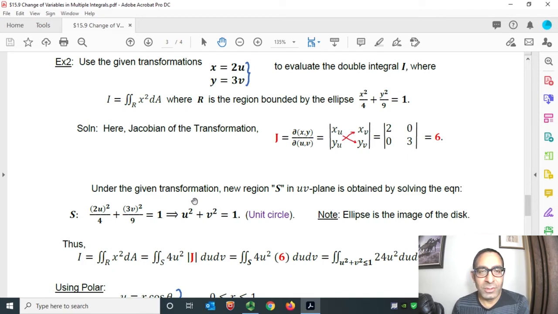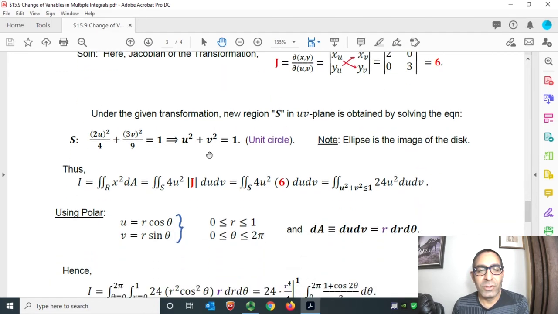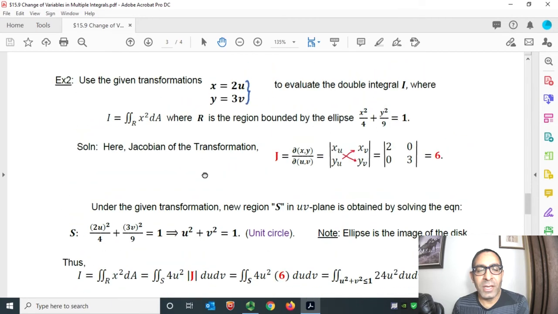Now, under the given transformations, the new region S in the UV plane is obtained by solving the equations here. So this is the equation of the ellipse. Let's put x equals 2u, y equals 3v, and simplify. This gives us u squared plus v squared equals 1. That's a unit circle. So that means we found a new region in the UV plane, which is a unit circle, whose image under these transformations is this given ellipse.